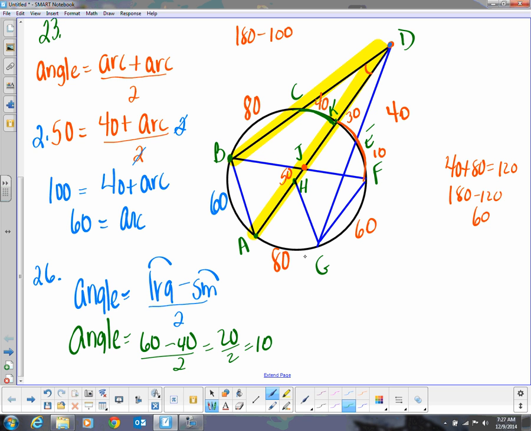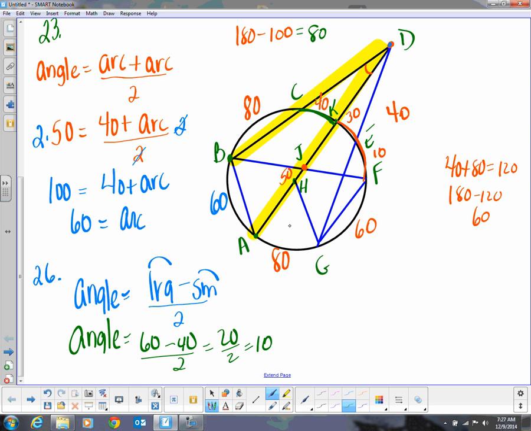25 asks for arc CB. Arc CB we've already done. Okay, how did we do that? We looked at this diameter. Remember, it's all about diameters. There's a 60, there's a 40, which totals 100, and we subtracted from 180 to get 80. Now, that was an important arc to get probably for other angles. What else?